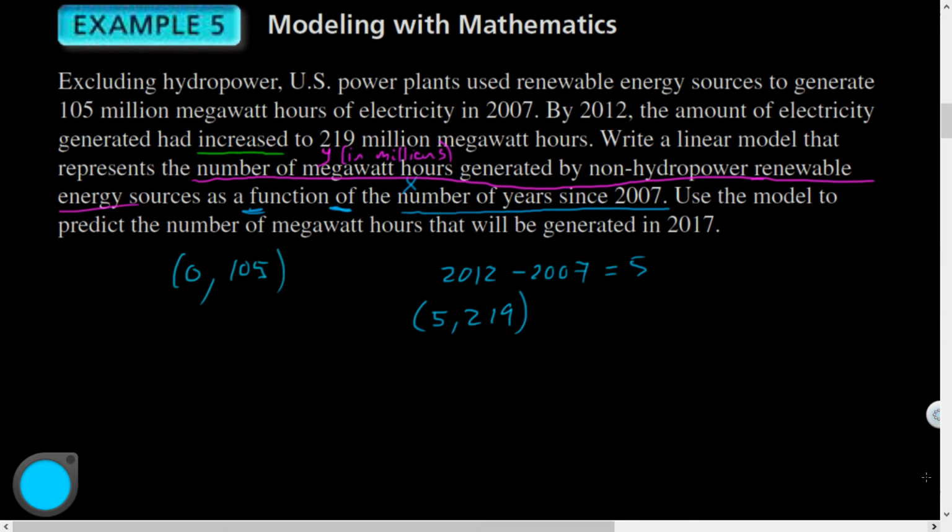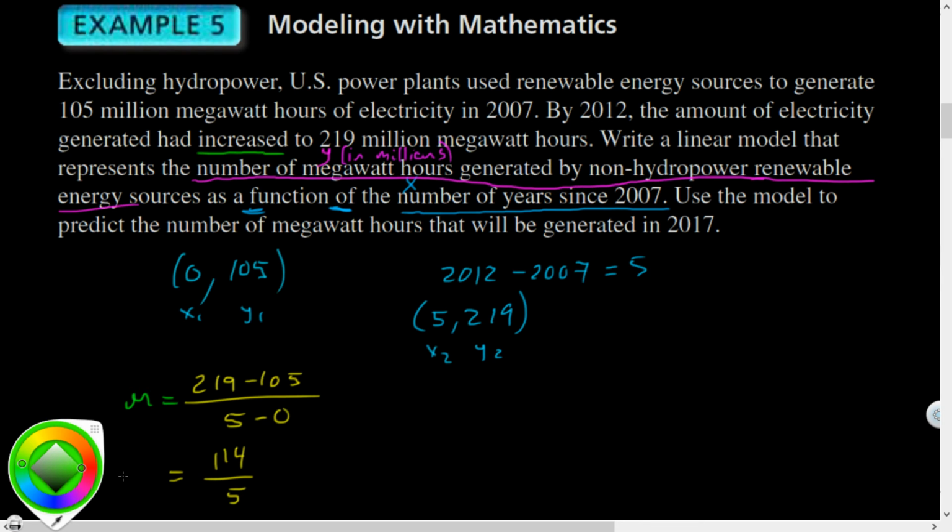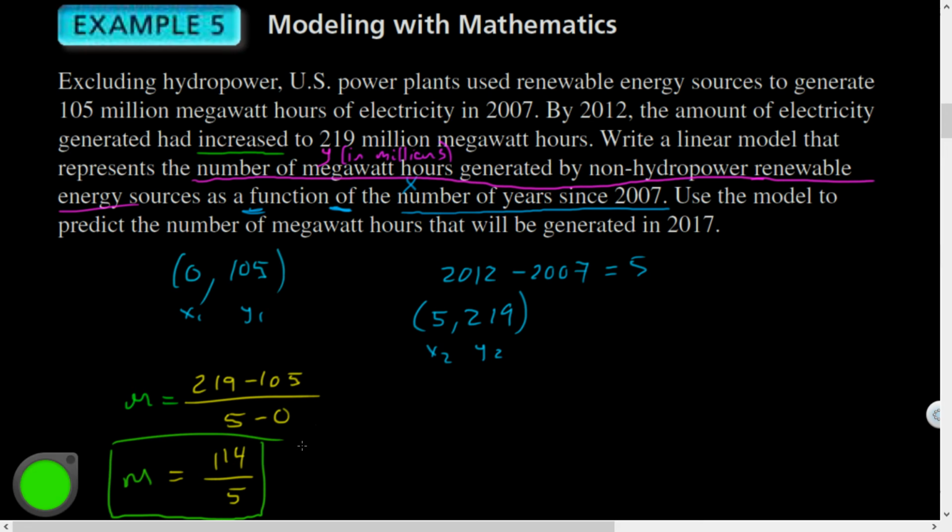So, let's see if we can write an equation. What I need to do is find the slope. So let's actually label this x1, y1, x2, y2. Let's find our slope. m equals the y, 219 minus the y1, 105, over 5 minus 0. You could reach for a calculator here. Let's see, 219 minus 105. I get 114 over 5 minus 0, which is 5. That is not divisible, but that is my m. Here, we still got time. We got 3 minutes. Don't pack up yet.